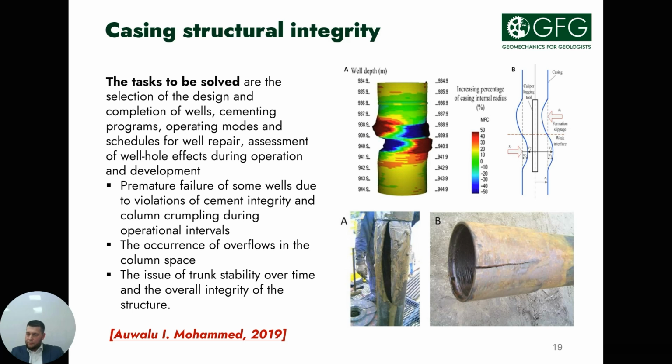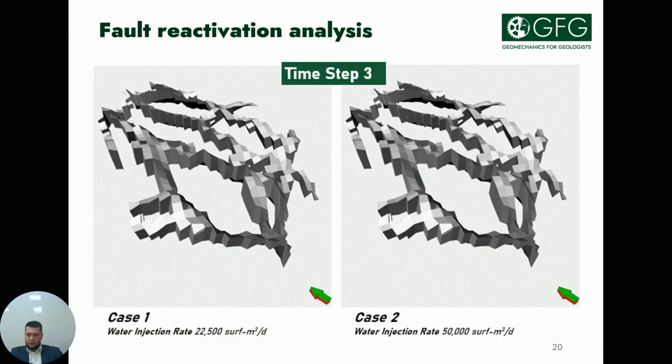Taking into account the properties of the well casing, in particular the metal with which the well structure is made, allows us to predict the integrity limit of this casing. This is especially true for fields with high tectonic and seismic activity. The damage of casing can lead to premature failure of the well due to various overflows in the annular space, cement disintegrity, and other factors.